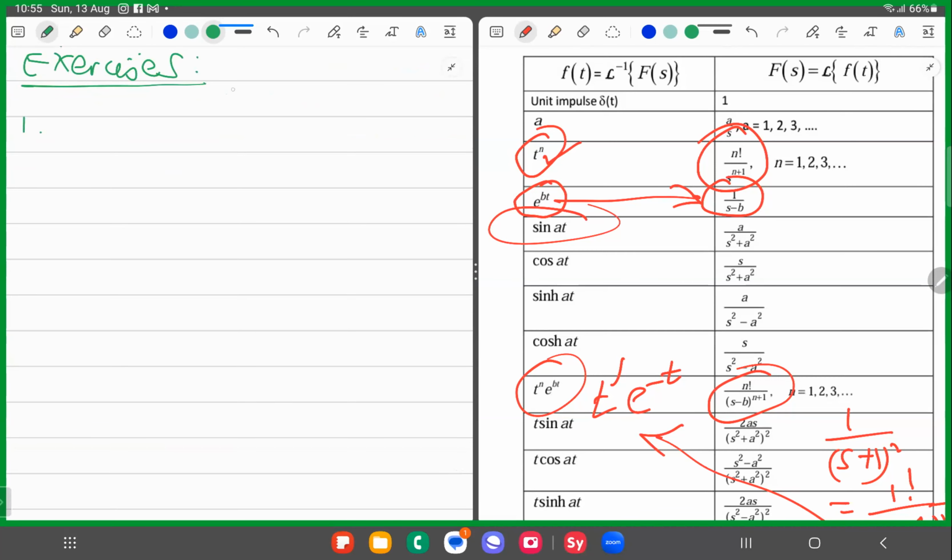Like number 1. So the question is: find L of f of t. Number one, we can ask you to find the Laplace transform of this one, for example. F of t equals 4t squared minus 5 sine of 3t.